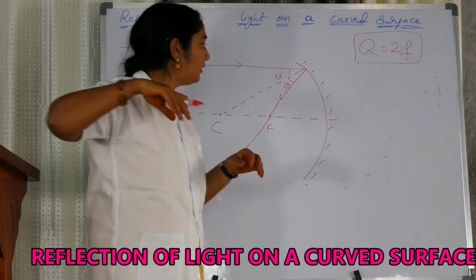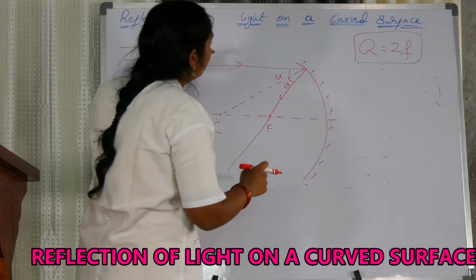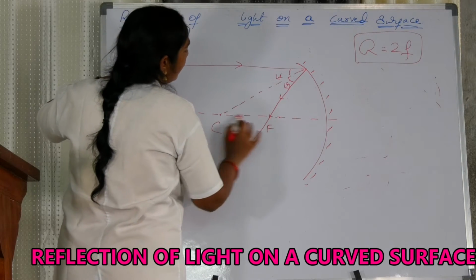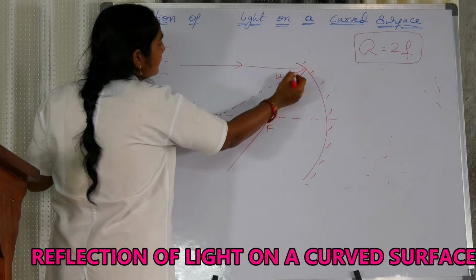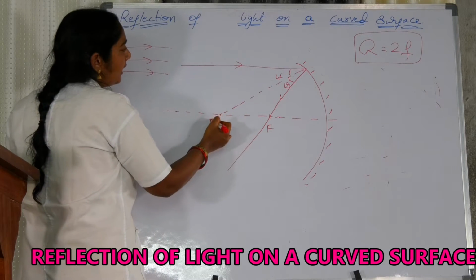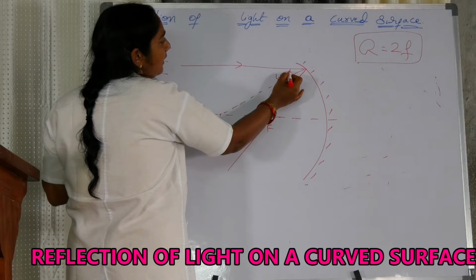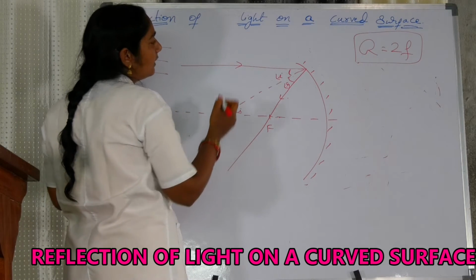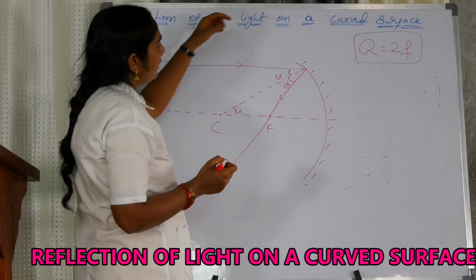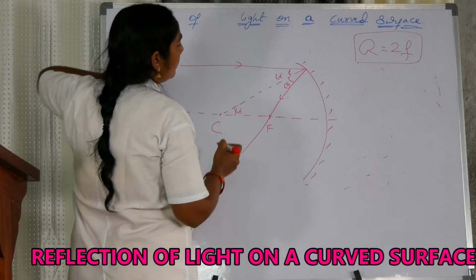So in this particular case, please try to understand. This is one line. This is one line. Imagine these two are the two parallel lines, and this is a transversal. So this angle is equal to this angle. So this is angle I. So this also is equal, because the alternate angles are equal.